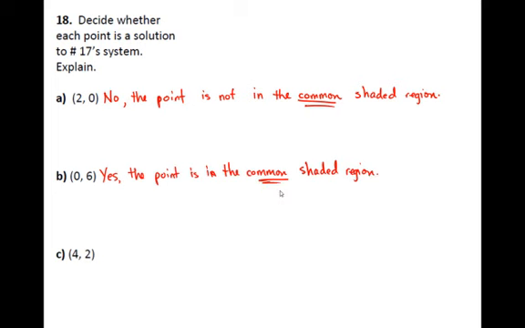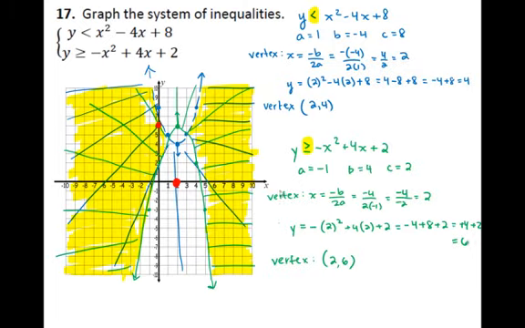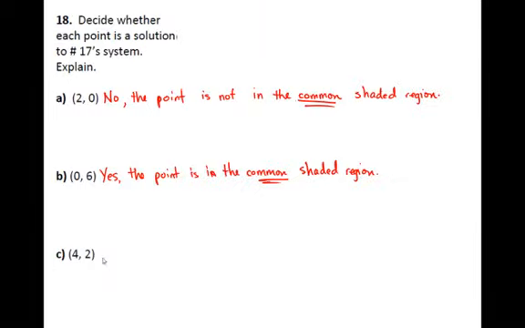And what about the point (4, 2)? Ooh, that's right here. It's actually on the boundary of my second quadratic, but that boundary happens to be solid, and if it's on the boundary of solid regions, then it is a solution. So this is a yes. The point is on a solid boundary, and therefore it is a solution.